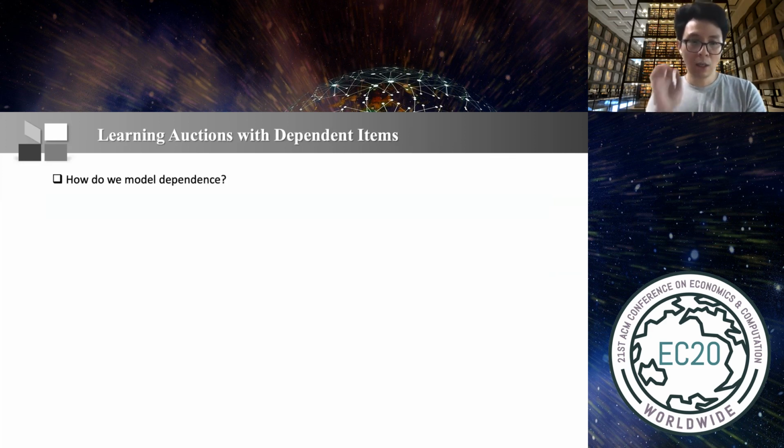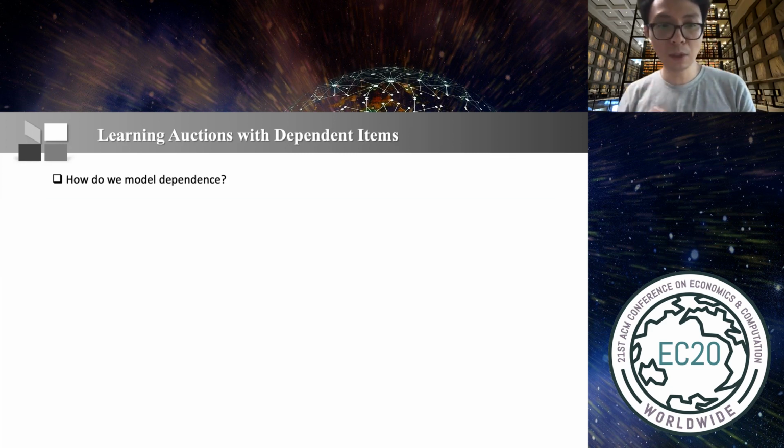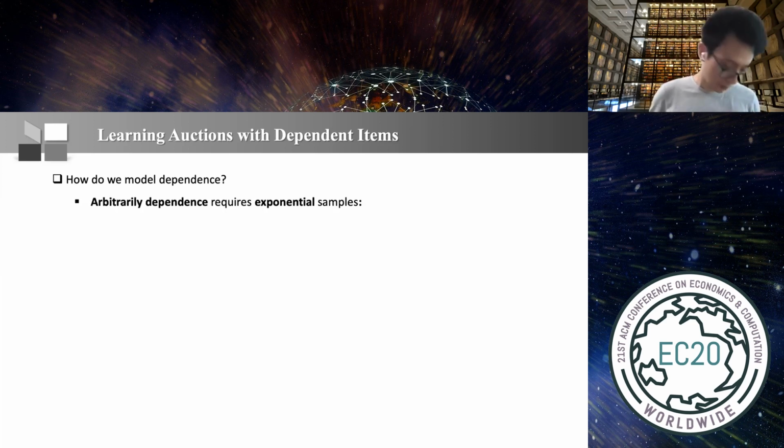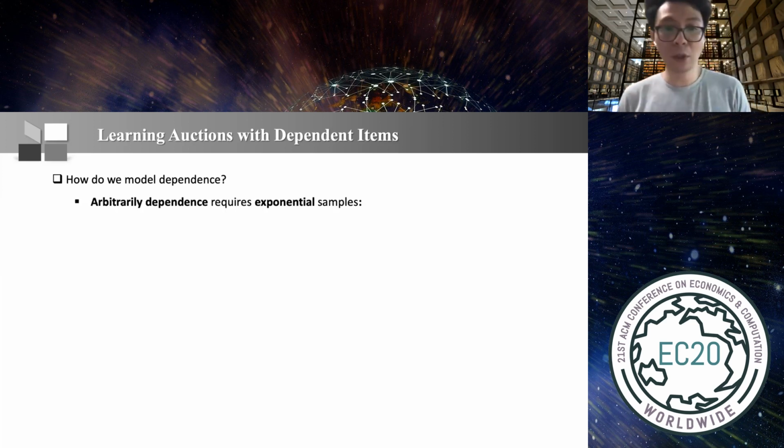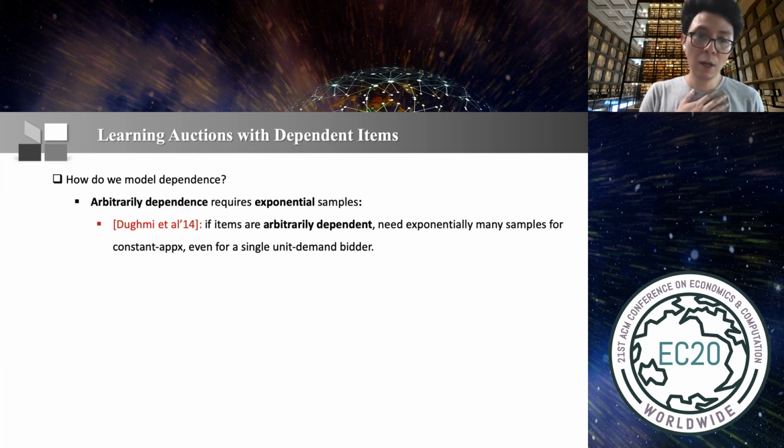Okay, so now let me talk about how to learn auctions with dependent items. The first thing I want to discuss is how do we actually model dependence? If you allow arbitrary dependence, that's not going to work because it requires exponential samples. In fact, Dughmi et al. showed that if you allow the items to be arbitrarily dependent, you will need exponentially many samples to just get a constant approximation for a single bidder.